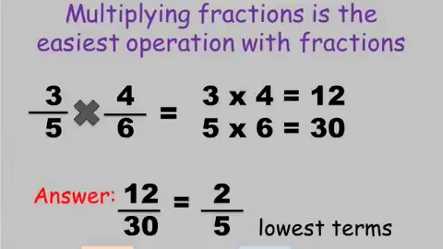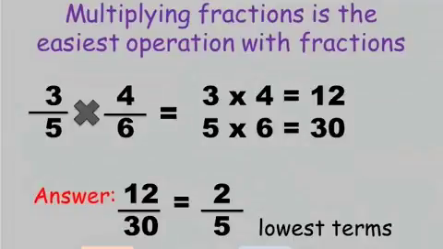12 over 30. Remember, to reduce to lowest terms, we're going to ask ourselves, is there a number that goes into the numerator and the denominator, the same number, evenly? And in fact, 6 will go into 12 2 times, and 6 will go into 30 5 times.